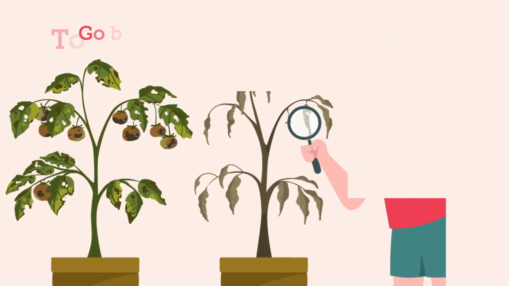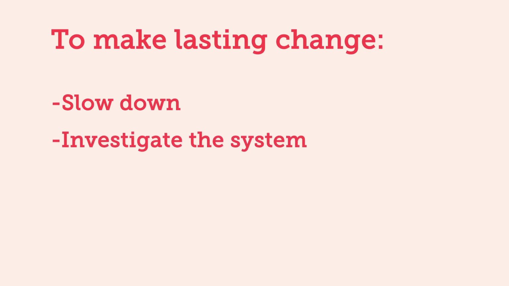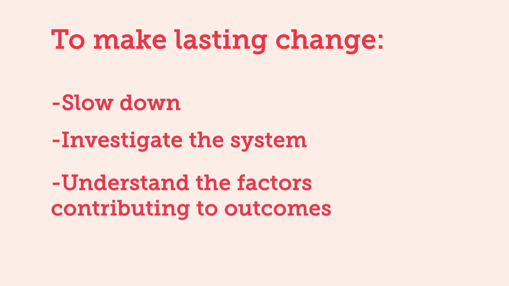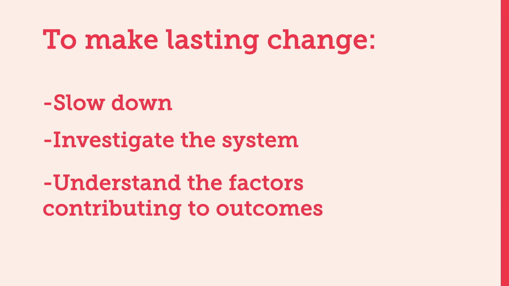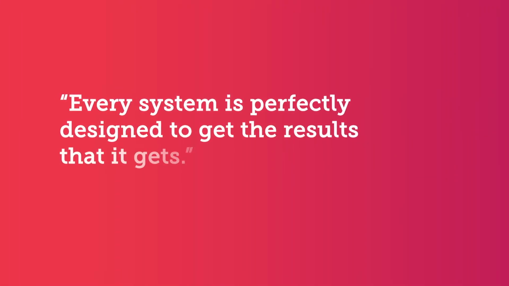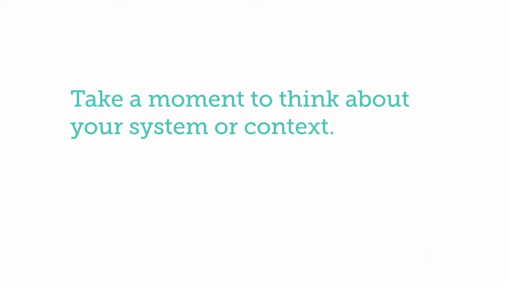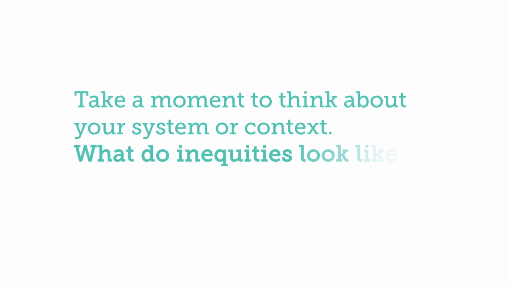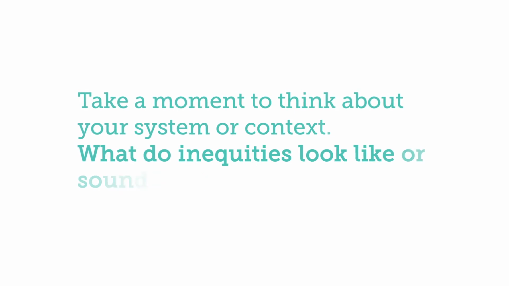Obviously, making lasting change to complex systems is harder than growing a tomato in the garden. But just like the tomato scenario, to make lasting change, you first need to slow down. Investigate the system and understand the possible factors that are contributing to the undesirable outcomes. A common saying in improvement is that every system is perfectly designed to get the results that it gets. Take a moment to think about your system or context. What do inequities look like or sound like there?